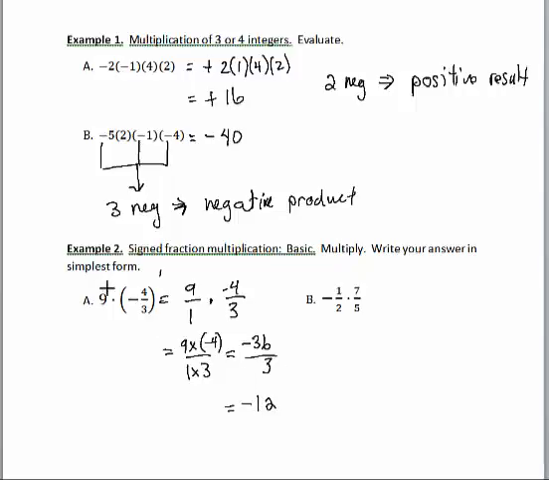And it makes sense if you go back to the original product. We simply have a 9, which is positive, times a fraction, which is negative. And so we only have in this product one negative. And so in the end, you should expect a negative product.